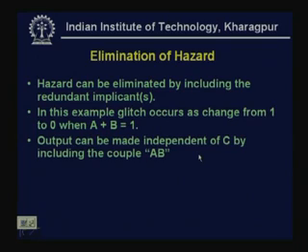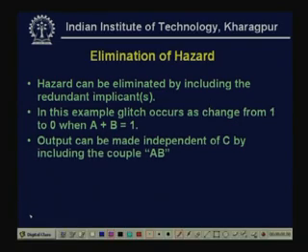Now, what we are discussing is how we can eliminate the hazards, the elimination of hazards by K-map. See, the hazards can be eliminated by including the redundant implicants. So, in this particular example, the glitch occurs as C changes from 1 to 0. So, already we have seen that C changes from 1 to 0 and when A plus B equal to 1.